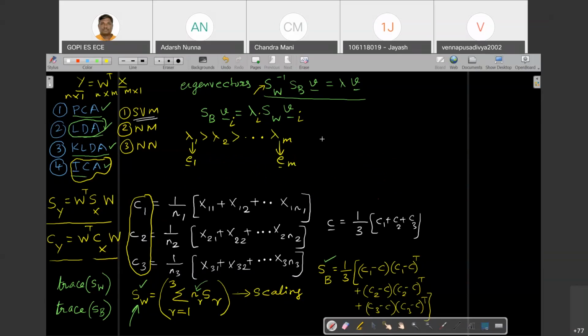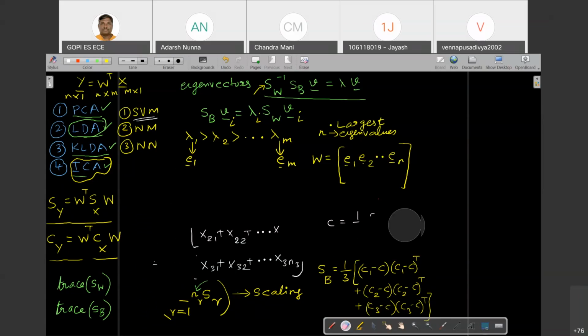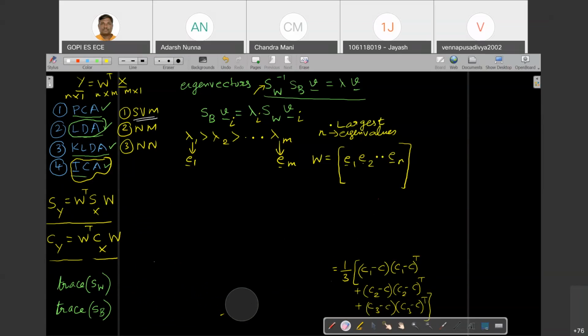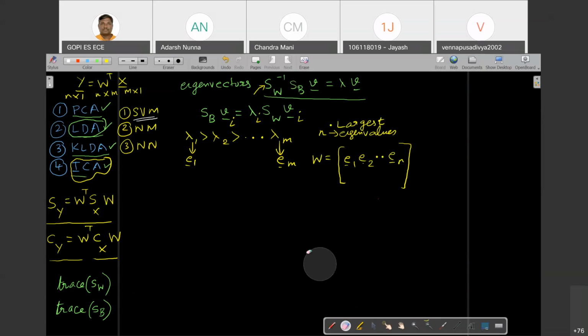So we select only the largest n eigenvalues, and then we form a matrix W with those eigenvectors E1, E2, and so on up to En, and then we use this for the dimensionality reduction, right? So this is about LDA. This helps in bringing the vectors after projection within the class closer to each other and the centroids of various classes to get well separated after projection, and that's what LDA is, right?